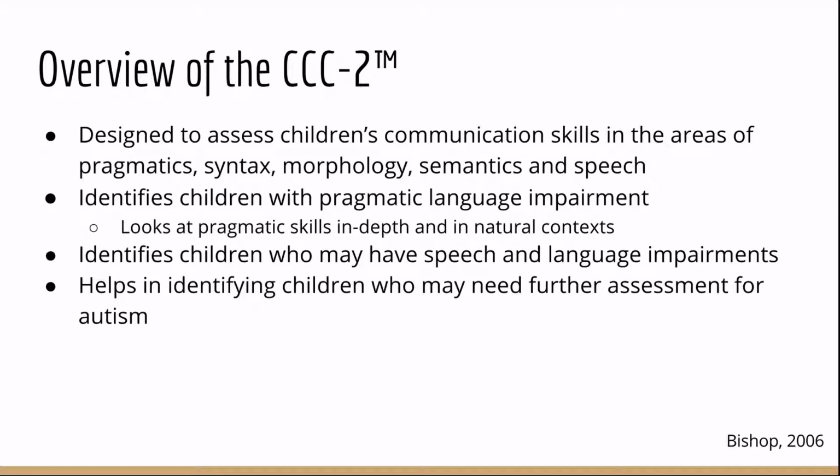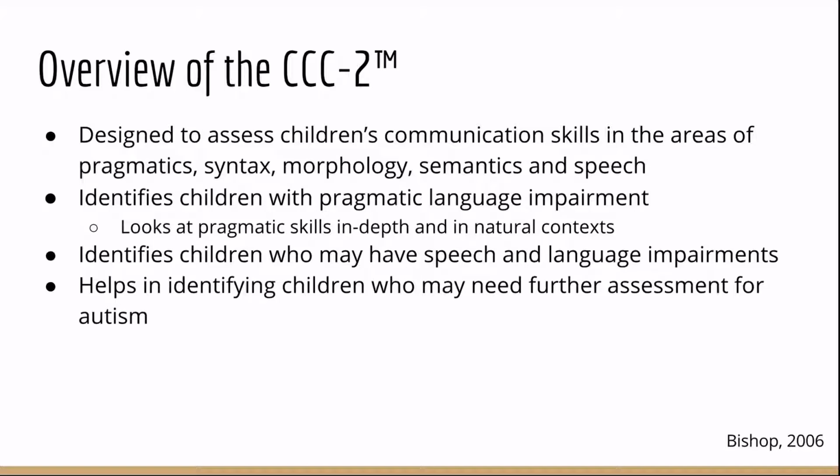The Children's Communication Checklist 2, or the CCC-2, is designed to assess children's communication skills in the areas of pragmatics, syntax, morphology, semantics, and speech. This checklist in particular delves into the area of pragmatics, which are the rules for social language. Pragmatics are context-driven and involve the use of appropriate messages and interpretation within that context. This is the area of language related to social skills, which answers question 1 in our pre-check.